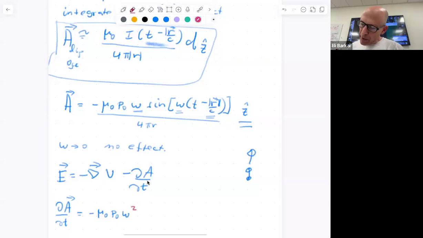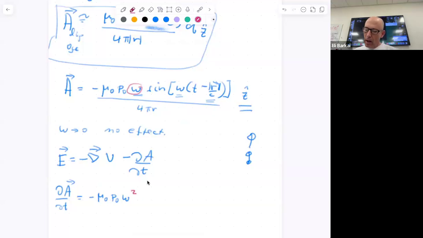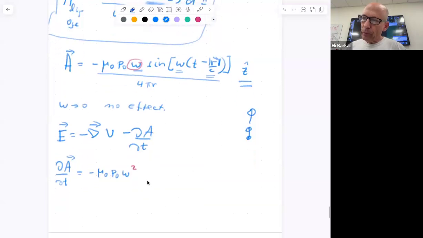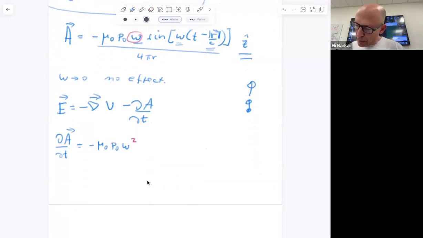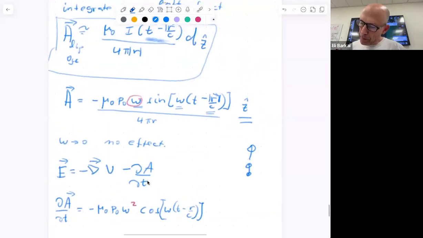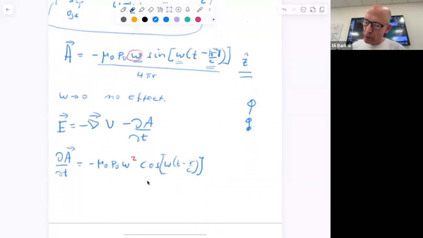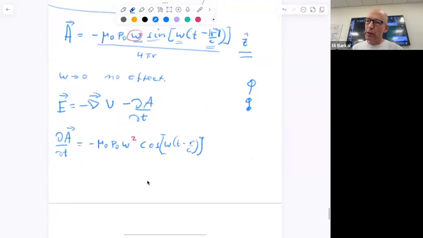Squared. One omega here, and another from the derivative. This square is going to be important later. Then we have cosine omega t, this retarded effect. This is when you take the derivative of a sine, you get a cosine, obviously. So I took the derivative with respect to time of this sine.